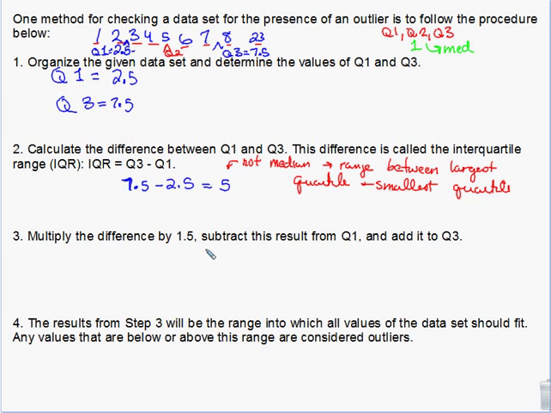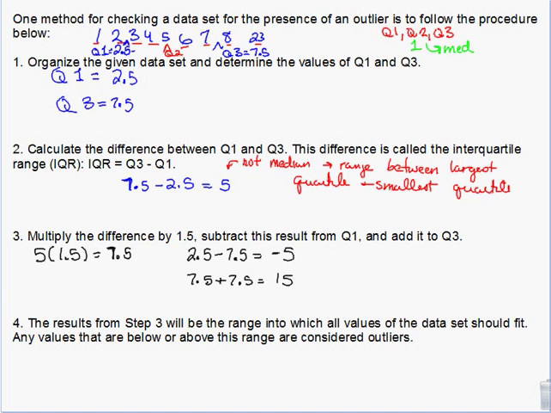Okay. So now we have to multiply this by 1.5. So 5 times 1.5 is 7.5. I picked really bad numbers because I'm getting them over and over again. Then I subtract this from Q1. So Q1 is 2.5, minus 7.5 is negative 5. And I add it to Q3. So 7.5 plus 7.5 is 15.